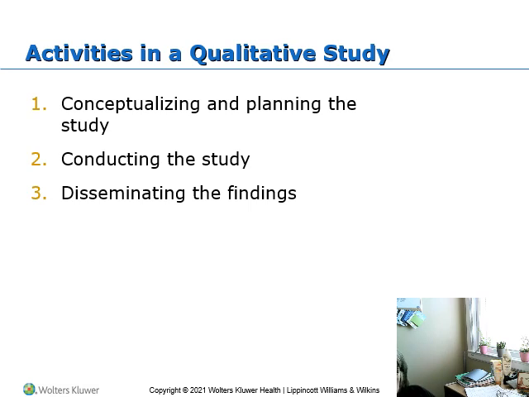So there's really only 3 phases in a qualitative study. Do not mistake a qualitative study for being easier, because in some ways qualitative studies are much more difficult to produce and set up. But there's really only 3 activities, and that's conceptualizing and planning the study, conducting the study, and disseminating the findings. You're still going through those steps. They're just done a little bit differently.